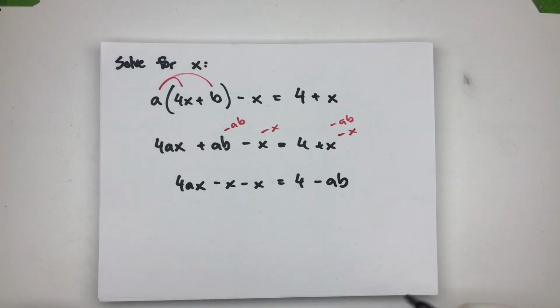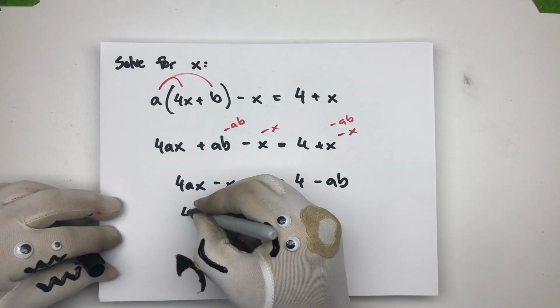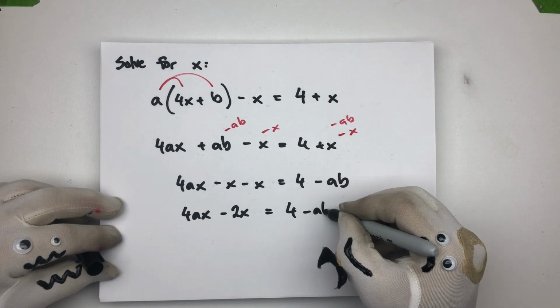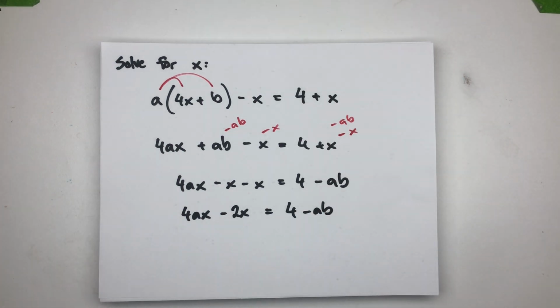Now, this is that second step there. Okay, so now we have, let me just get this a little cleaner here, 4ax minus 2x equals 4 minus ab. Okay, so this was a kind of a new thing I want to show you here. And as soon as I've shown you this, then you know how to do all brackets essentially, except for the to the power of, okay?